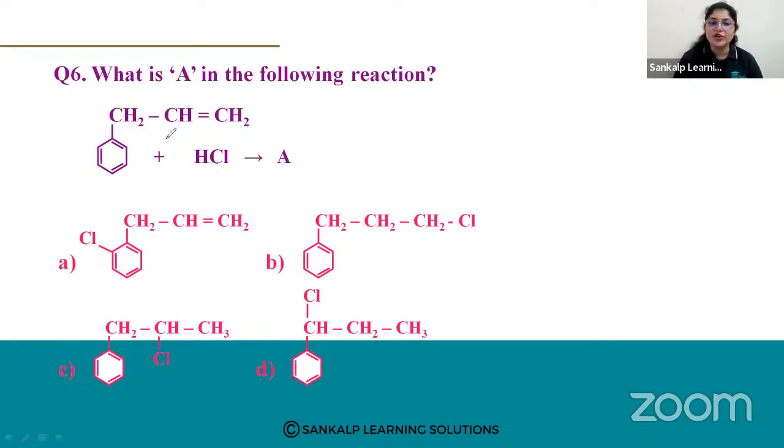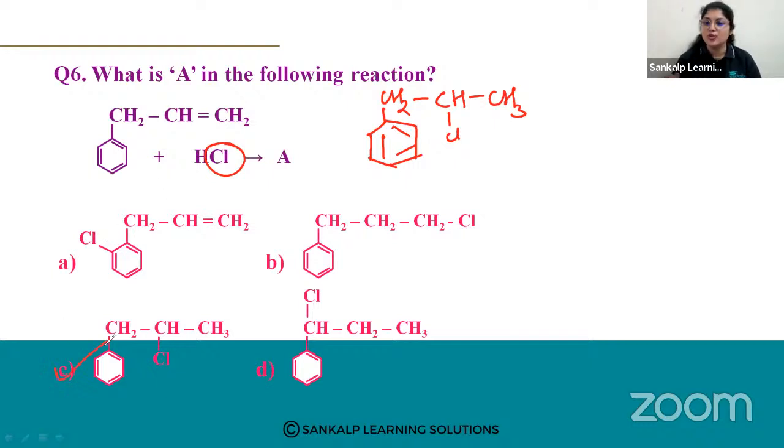So what is Markovnikov rule? The negative part of the alkyl halide will be added across a double bond to the carbon which is having the least number of hydrogen atoms. So what will be the product? The remaining things will remain as it is. Only the change will be at this carbon. So CHCl and CH3. Which is the correct answer? It will be C.